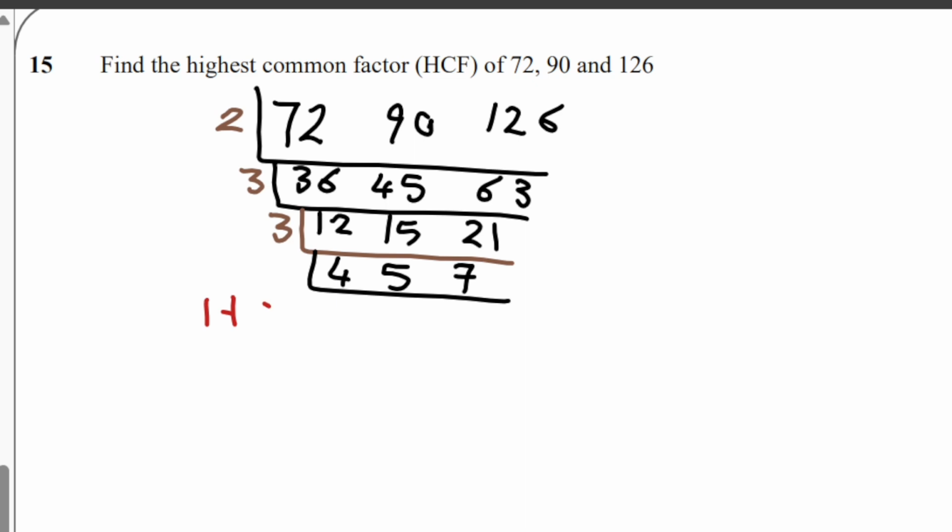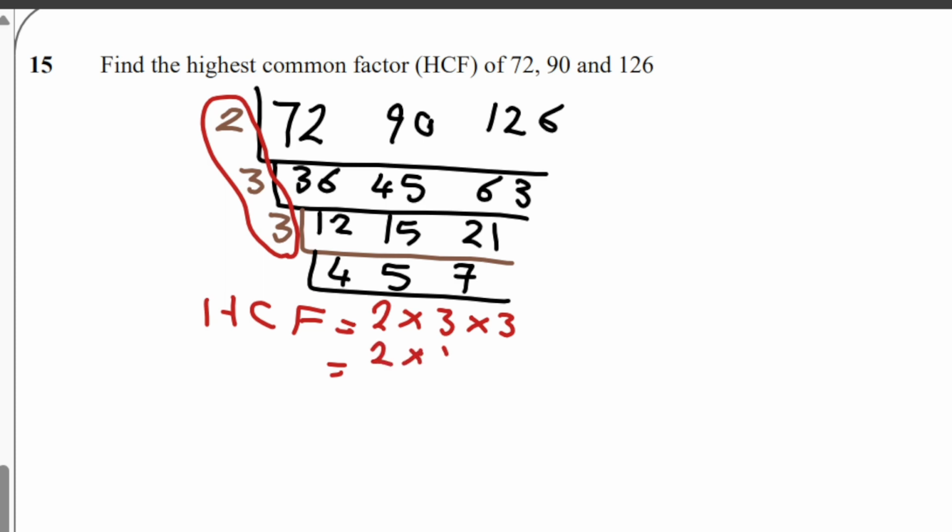So the highest common factor is when you multiply the ones on the left side. Just multiply these. So it's 2 times 3 times 3, which equals 2 times 9, which is 18. And that's your 3 marks for this question. How do you find it? Easy.